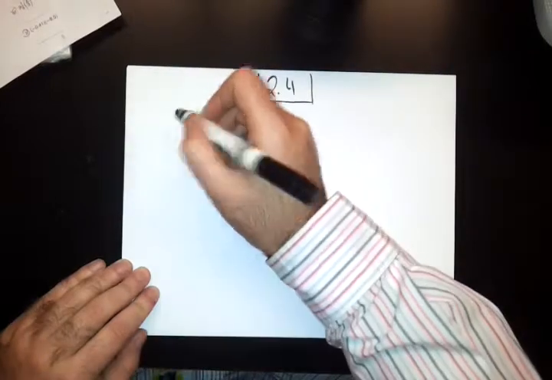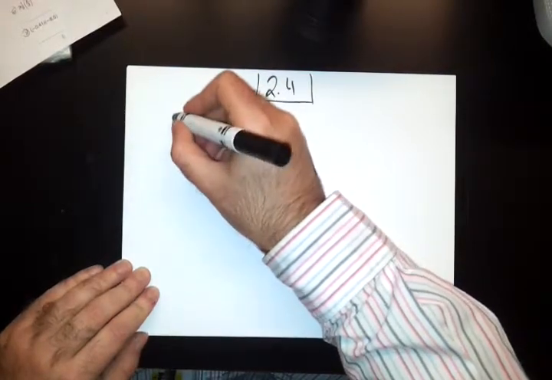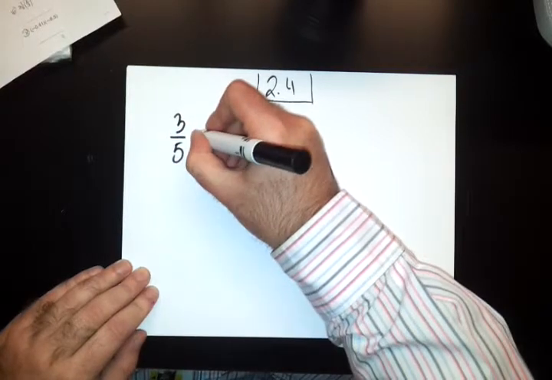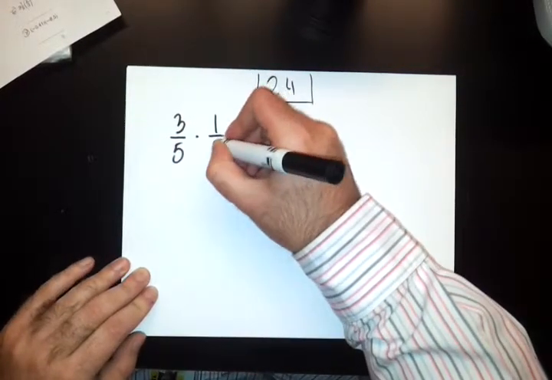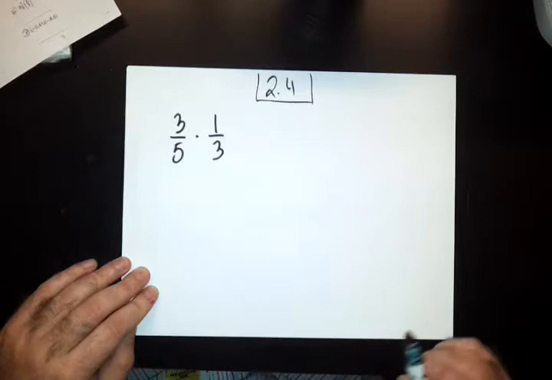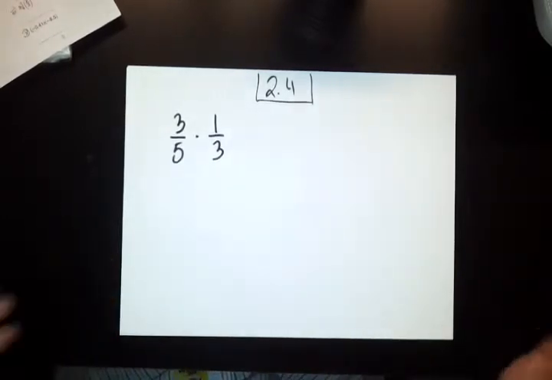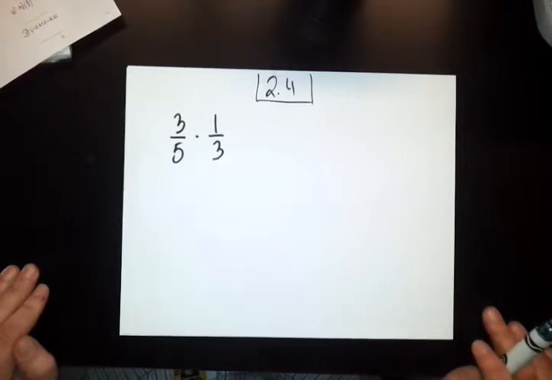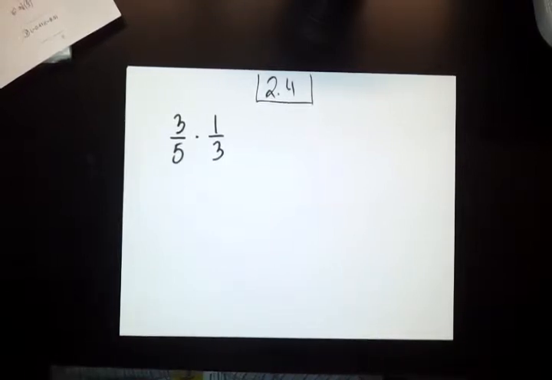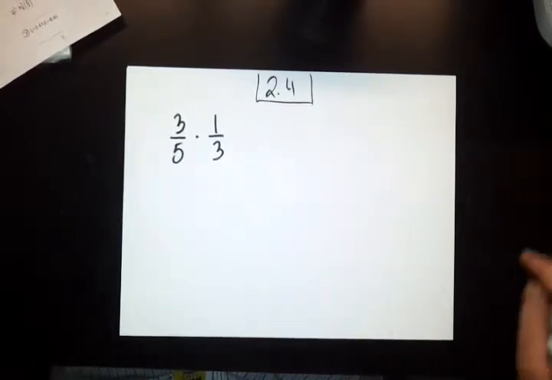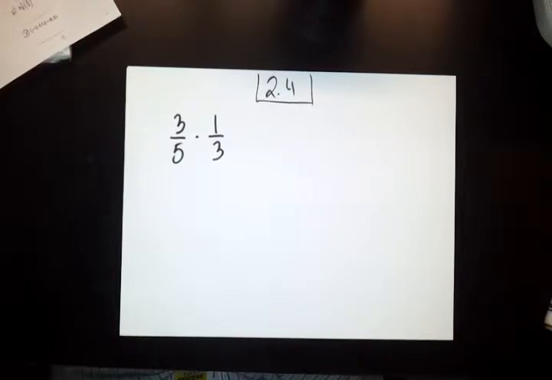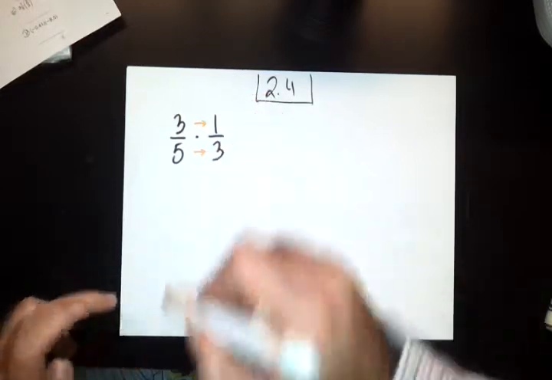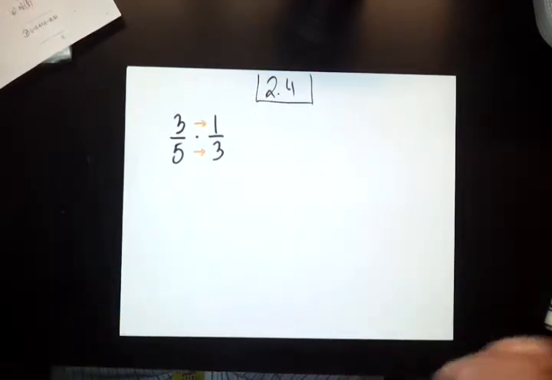Let's say you're multiplying something like 3 over 5 times 1 over 3. Small fractions, pretty easy. In addition, you would have to find a common denominator. In multiplication, that's not the case. You don't need a common denominator to multiply two fractions. You simply multiply across like this, and you're done.